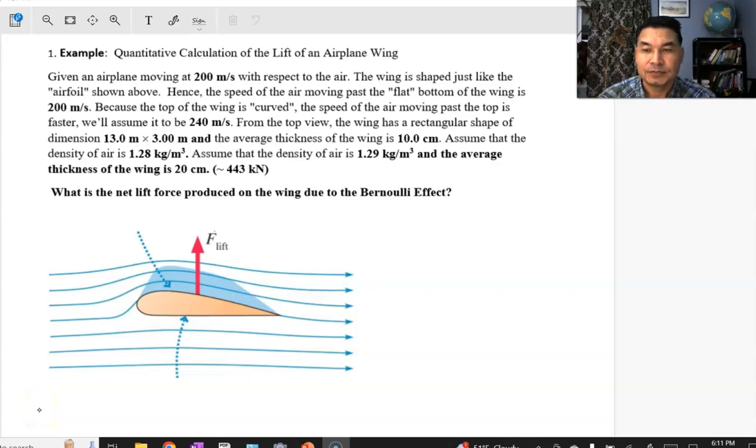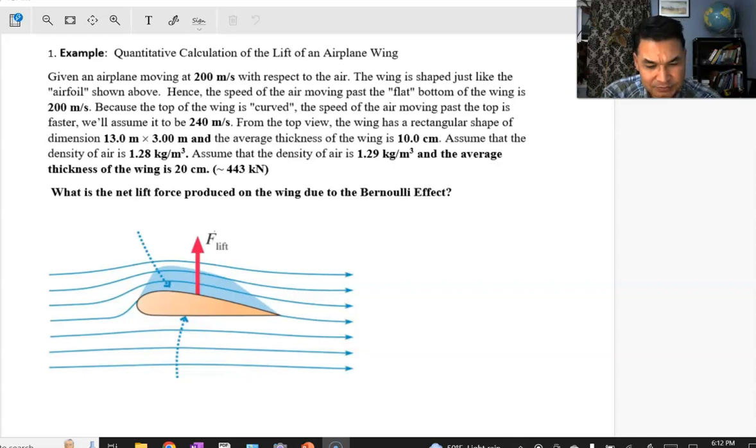Hi, here's one of the example problems that I would like to show you in fluid dynamics. It's a very popular problem. Have you ever wondered how airplanes fly and how airplanes get the necessary lift? To understand this, you need to understand the fluid dynamics principle, mainly Bernoulli's effect, Bernoulli's principle.